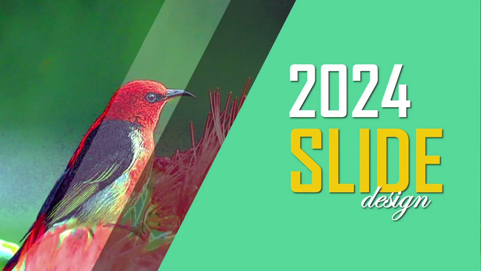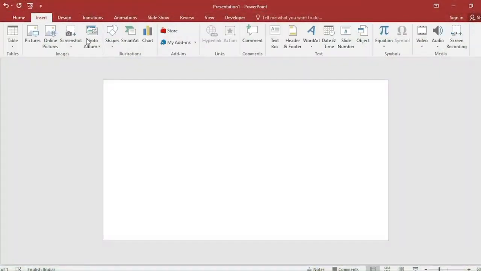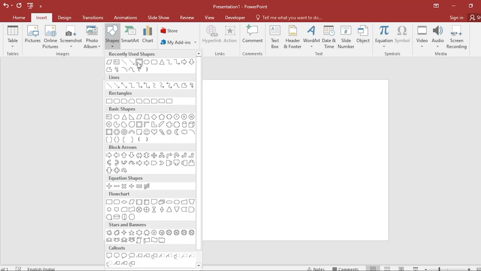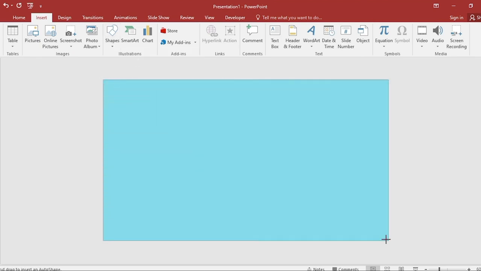In this video, we are learning how to create this type of slide in PowerPoint. So, let's start the video. Go to Insert, click on Shape, select the rectangle shape, drag it like this.